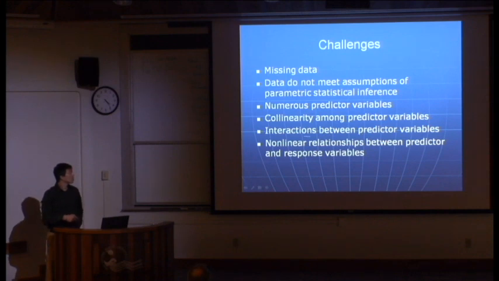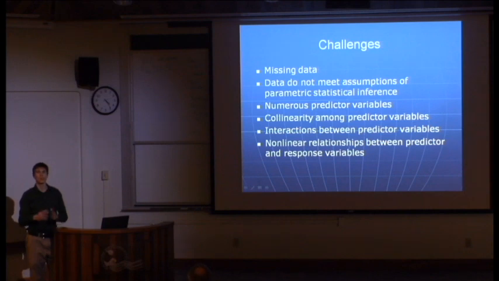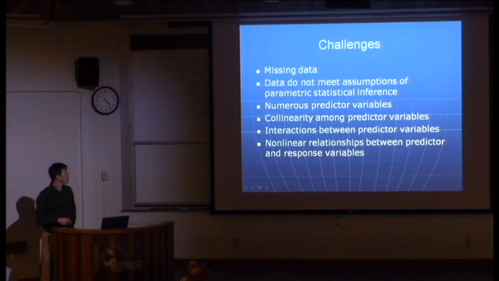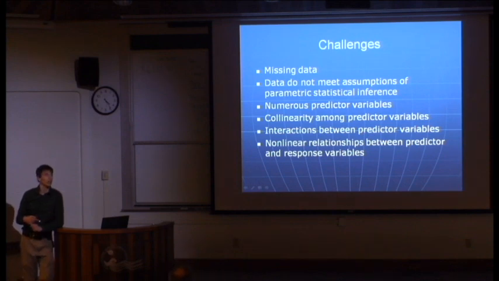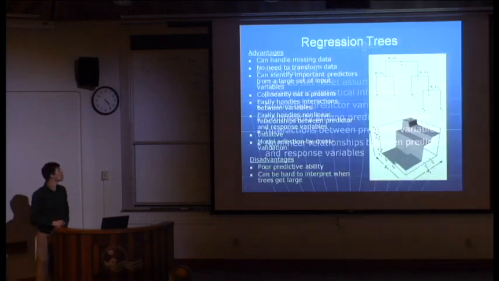As I mentioned, you also have interactions between these predictor variables. If you tried to measure 20 variables plus all the 2, 3, 4-way interactions that are possible between them, you'd end up with hundreds of predictors in your model, which is just overwhelming. And then finally, we have nonlinear relationships between the predictor variables and the response variables. GLMs aren't so good for this. You could do a generalized additive model, but again, generalized additive models can't necessarily deal with all of these problems.